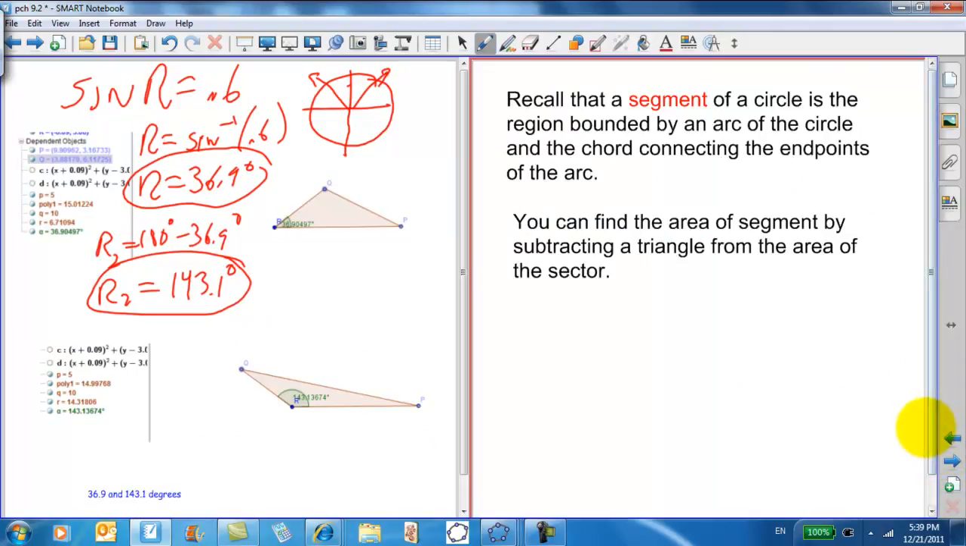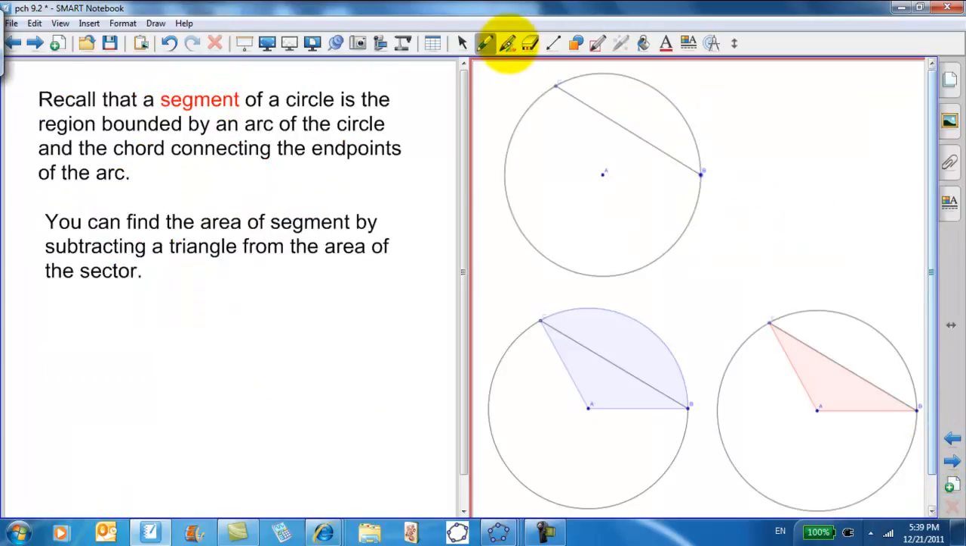Now, for our last example, I want to review again the idea of segment. We looked at a few of these in the first semester after we learned our area of a sector. But basically, the segment of a circle is the region bounded by the arc and the chord. And you can find the area of the segment by subtracting a triangle from the area of the sector. So to find the area of this segment in here, here's the segment.